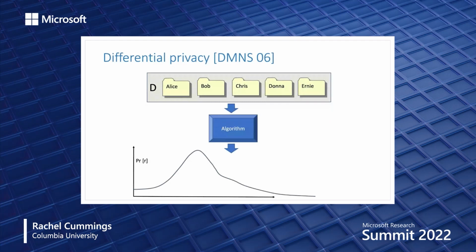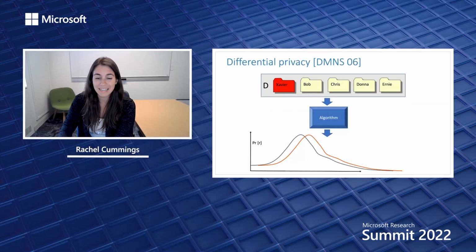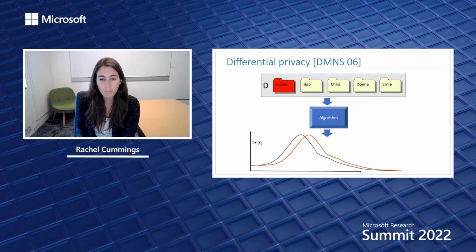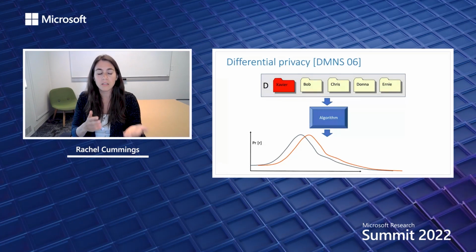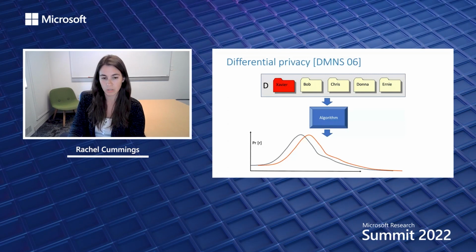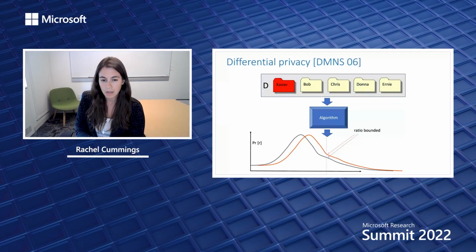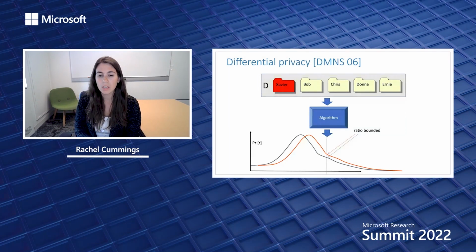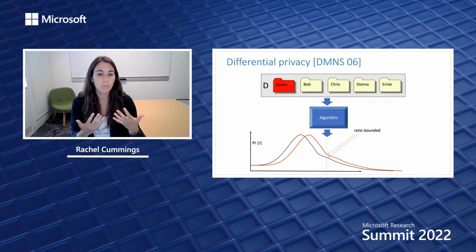You can then imagine if I were to change one person's data, say that I change Alice into Javier, and I plug this new database that is the same except for one person's data into my same algorithm, I'm going to get out a different curve. And our hope under differential privacy is that our new curve is going to be not too different from the original curve. And this will be formalized using a bound on the ratio between these two curves everywhere pointwise.